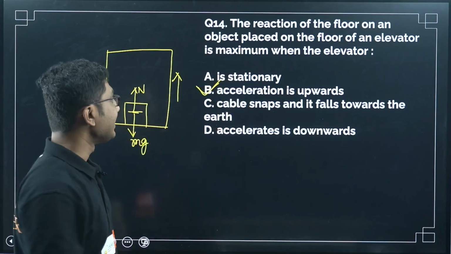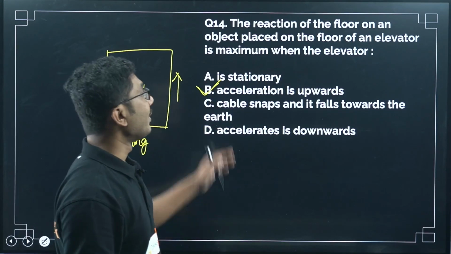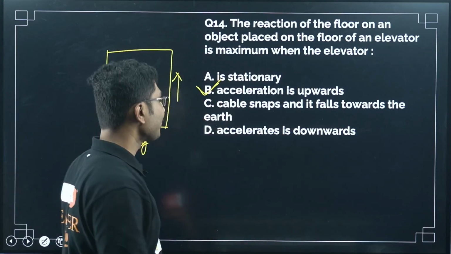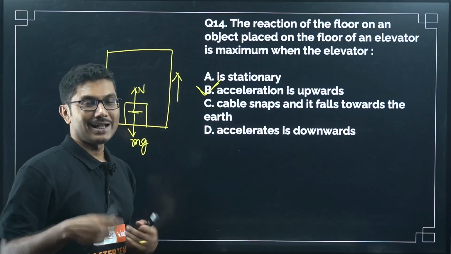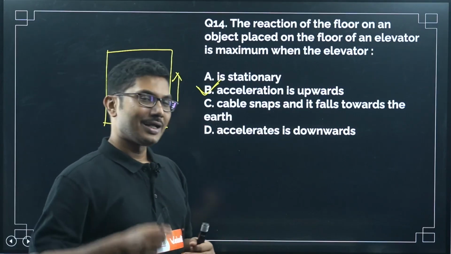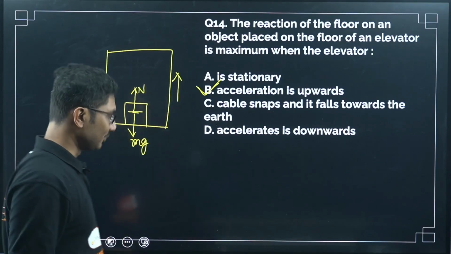When will the reaction force be minimum? When the cable snaps and the elevator falls towards the earth. In that case, the reaction force will be 0. That is the minimum value.